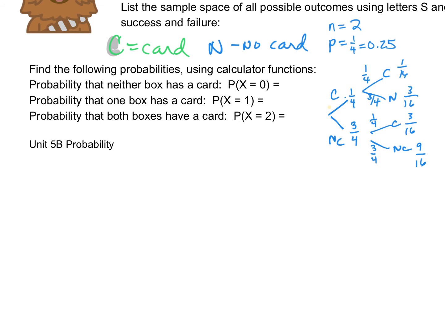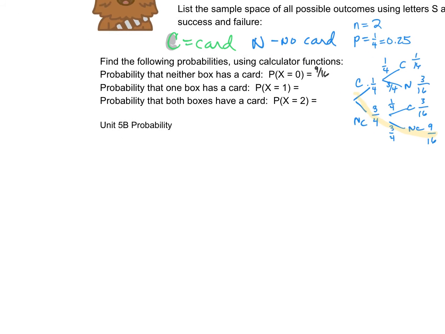Neither box has a card. That would be this branch right here, wouldn't it? No card, no card. So what's the answer? 9/16, 9 out of 16. So let's do this the old-fashioned way, though. Is this a PDF or a CDF? This is a PDF.